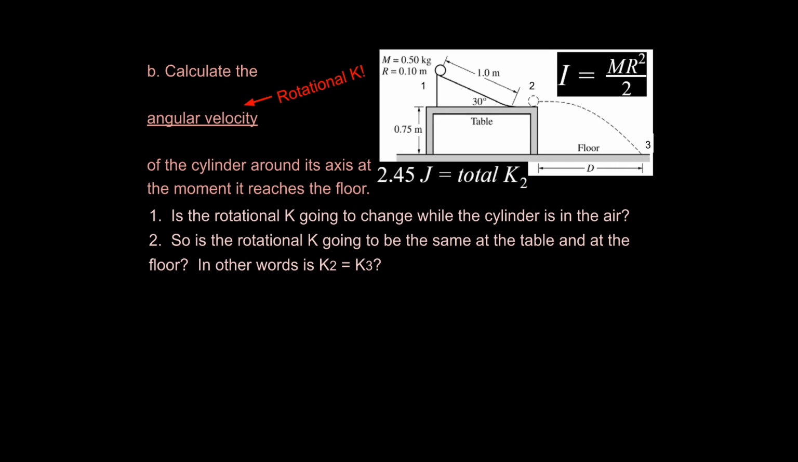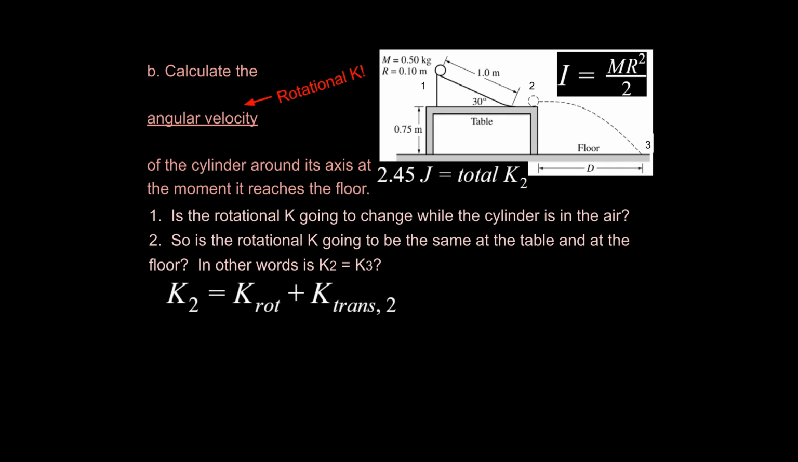And so my second question to get you to think about this: is the rotational kinetic energy going to be the same at the table and the floor? In other words, is K2 equal to K3? And I hope you can see that the answer is yes. Those kinetic energies are the same. So we can work a conservation of energy problem using 1 to 2 and think about this rotational angular velocity right here, or 2 to 3 and think about this rotational angular velocity here. Either way, it's going to be spinning at the same rate the entire way down because it's just a projectile and there's no torque going on for that.